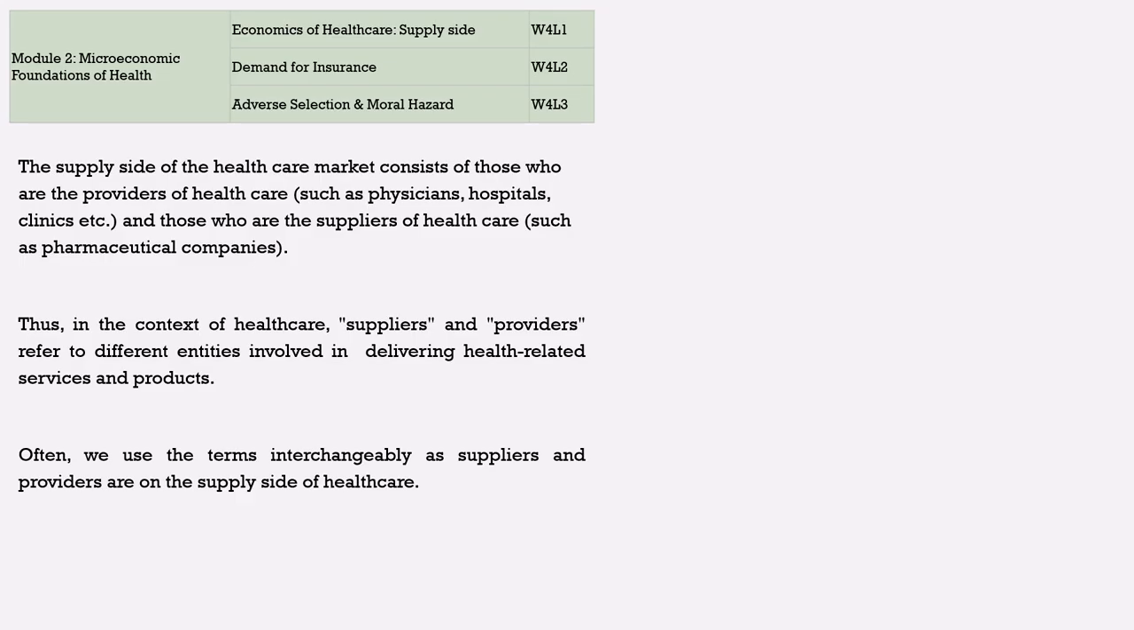When we advance the second module, on microeconomic foundations of health, into week 4, we had 3 lessons. In week 4, we discussed the economics of the supply side of healthcare. We also discussed the basic idea surrounding demand for health insurance and the two important issues of adverse selection and moral hazard. So, on the supply side of the healthcare market, we basically looked at the providers of healthcare. We looked at physicians and hospitals, who are the suppliers of healthcare.